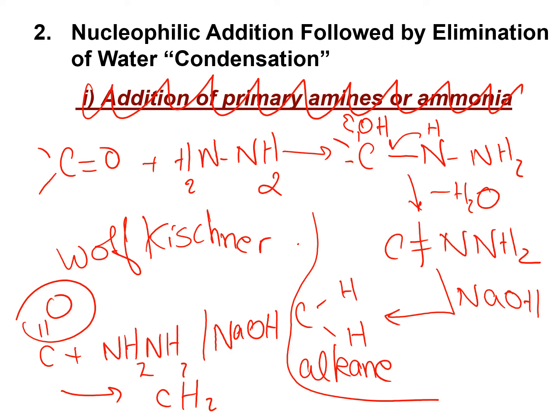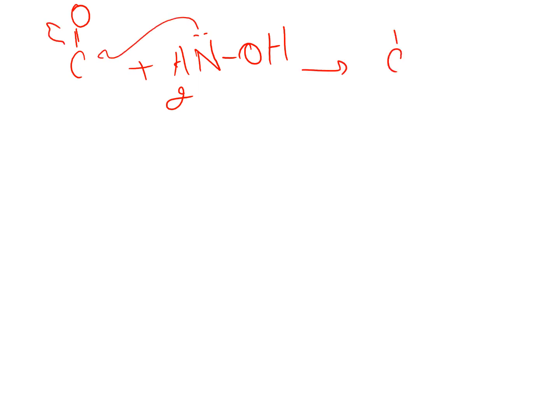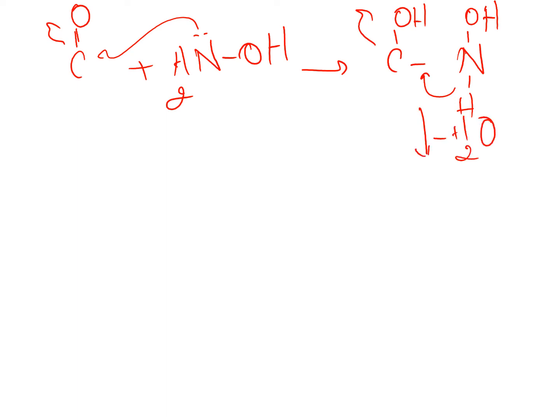The second reaction is the oximes, where you react the carbonyl compound with hydroxylamine. Again, you will have the same attack. You will have the OH, and you will have the nitrogen carrying an OH and an H. Again, the condensation proceeds and you lose a molecule of water to give a C doubly bonded to an N, which is carrying an OH. This is a very important class of compounds because they have some sort of geometrical isomers.